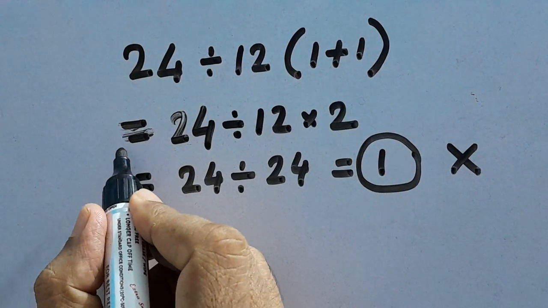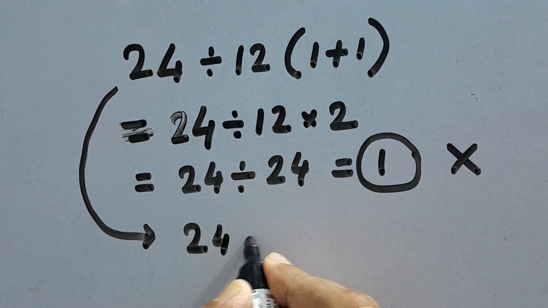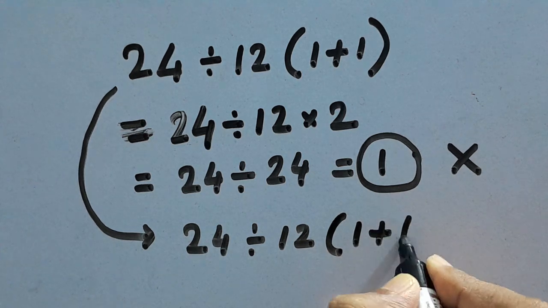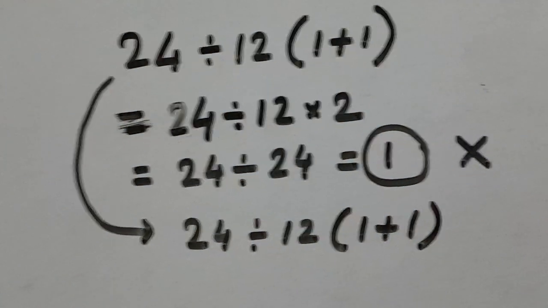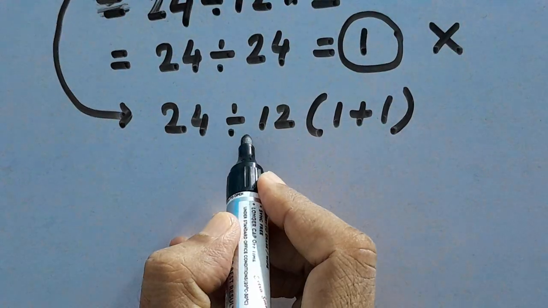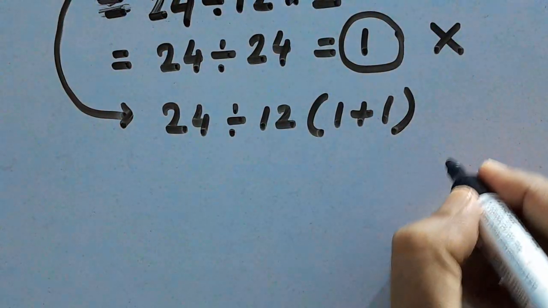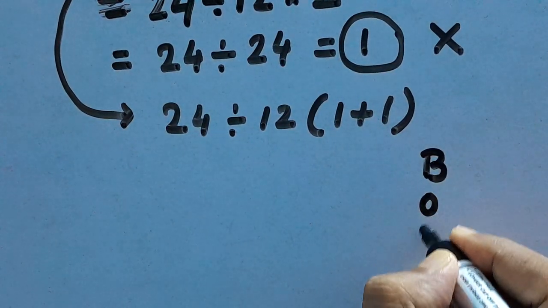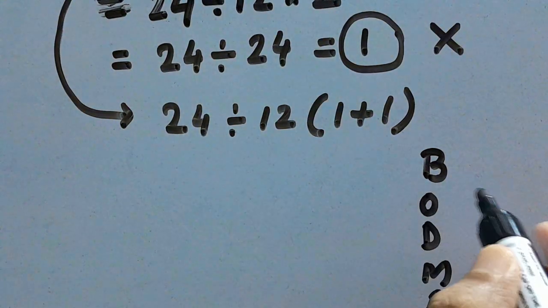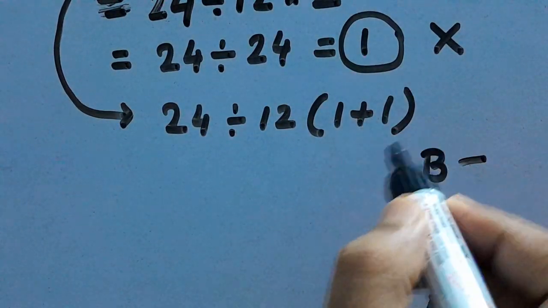and the correct answer is, let us write the problem again. So here, 24 divided by 12 is given, and within bracket 1 plus 1. So according to the BODMAS rule, first we have to do the operation of the bracket part.